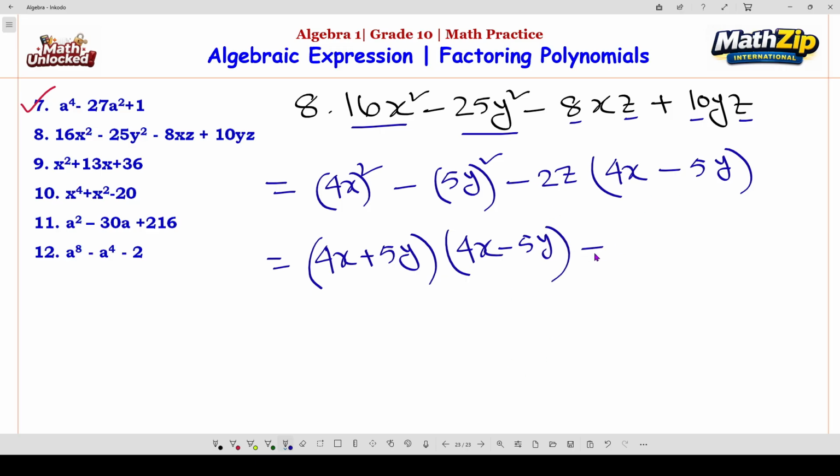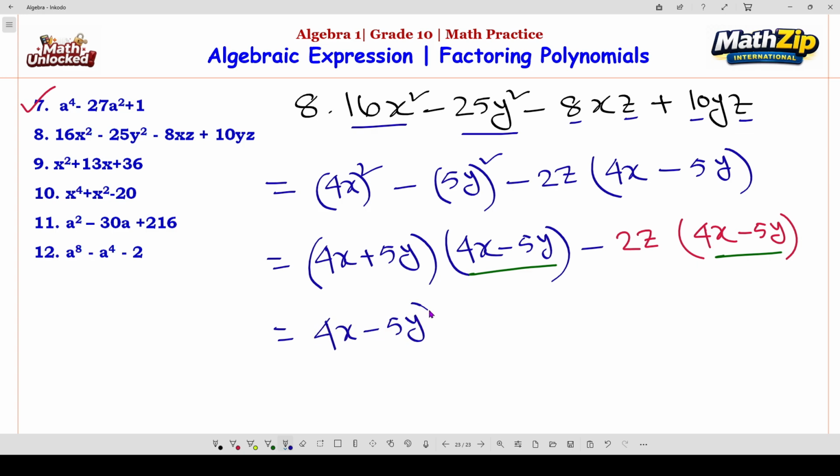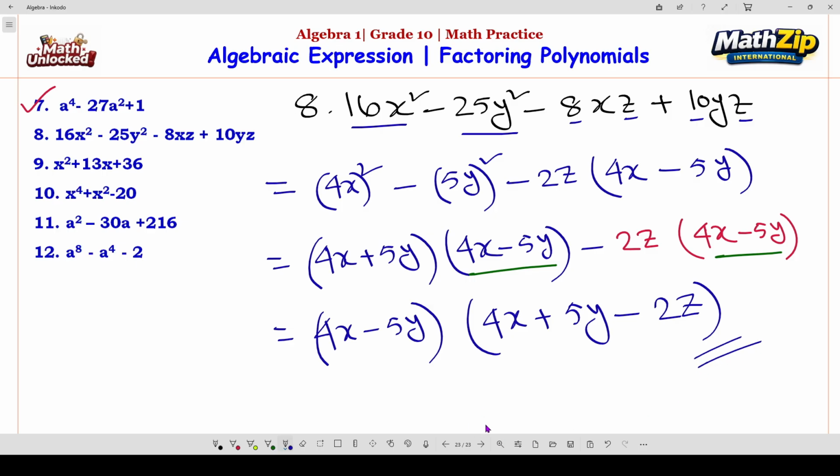And here is extra minus 2z, 4x minus 5y. Now from here we can take common this one, 4x minus 5y. So we can write 4x minus 5y, and here will be 4x plus 5y minus 2z. So this is our answer.